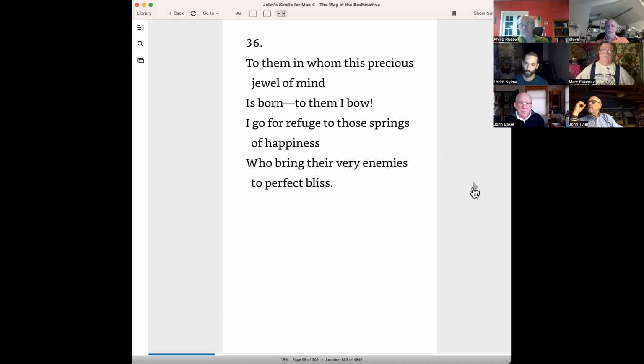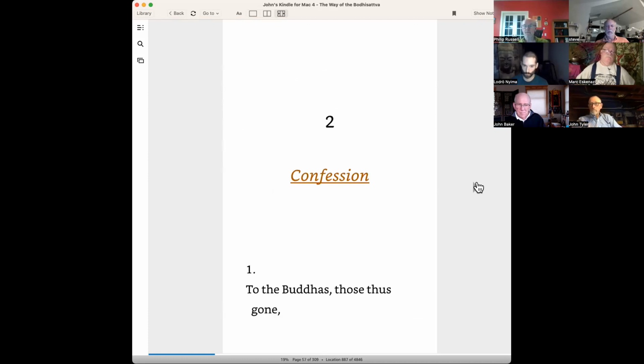Okay, and we could move on to the next chapter, which is titled Confession, but in reality involves the beginnings of what's traditionally called the Sevenfold Service, which is a set of Mahayana practices: prostrating, offering, confessing, requesting to teach, rejoicing, and asking to remain. In particular, this chapter will work with the first three: prostrating, offering, and confessing. Now, if someone could read, in some cases, I'm going to ask people to read several verses for reasons that I think will become clear as we go along. But if someone could read the first verse.